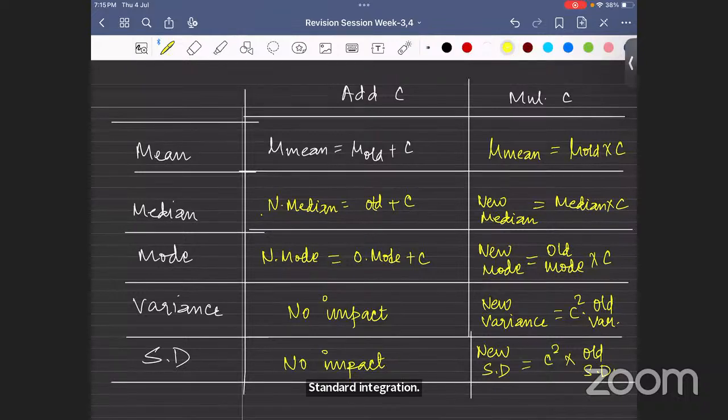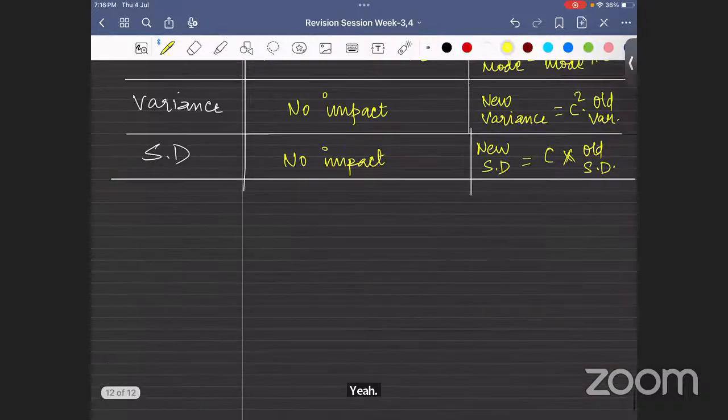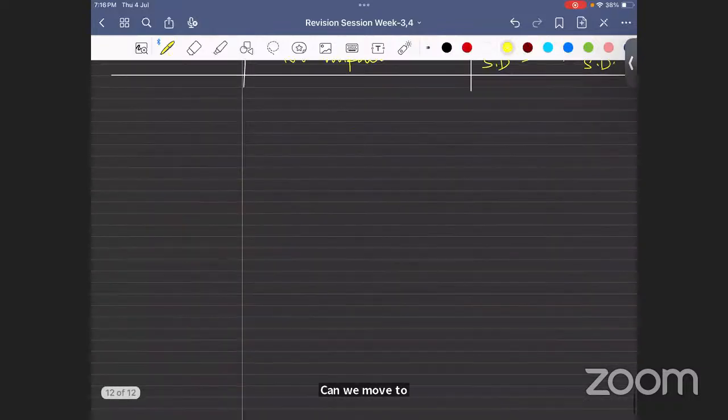Sir, you have again written C square. Oh, sorry. C times. Can we move to the next part? Yes, sir. Okay. Can you move to the summarize percentiles once again, sir?